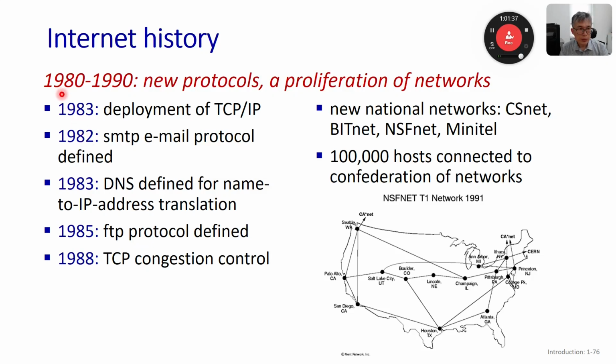Next period, 1980 through 1990, the proliferation of networks and new protocols. TCP/IP deployment happened. SMTP, Simple Mail Transfer Protocol, was invented for email delivery, and DNS, the Domain Name System, for name to IP address translation, and File Transfer Protocol. TCP congestion control was invented. And then new national networks like the NSFNET were constructed.